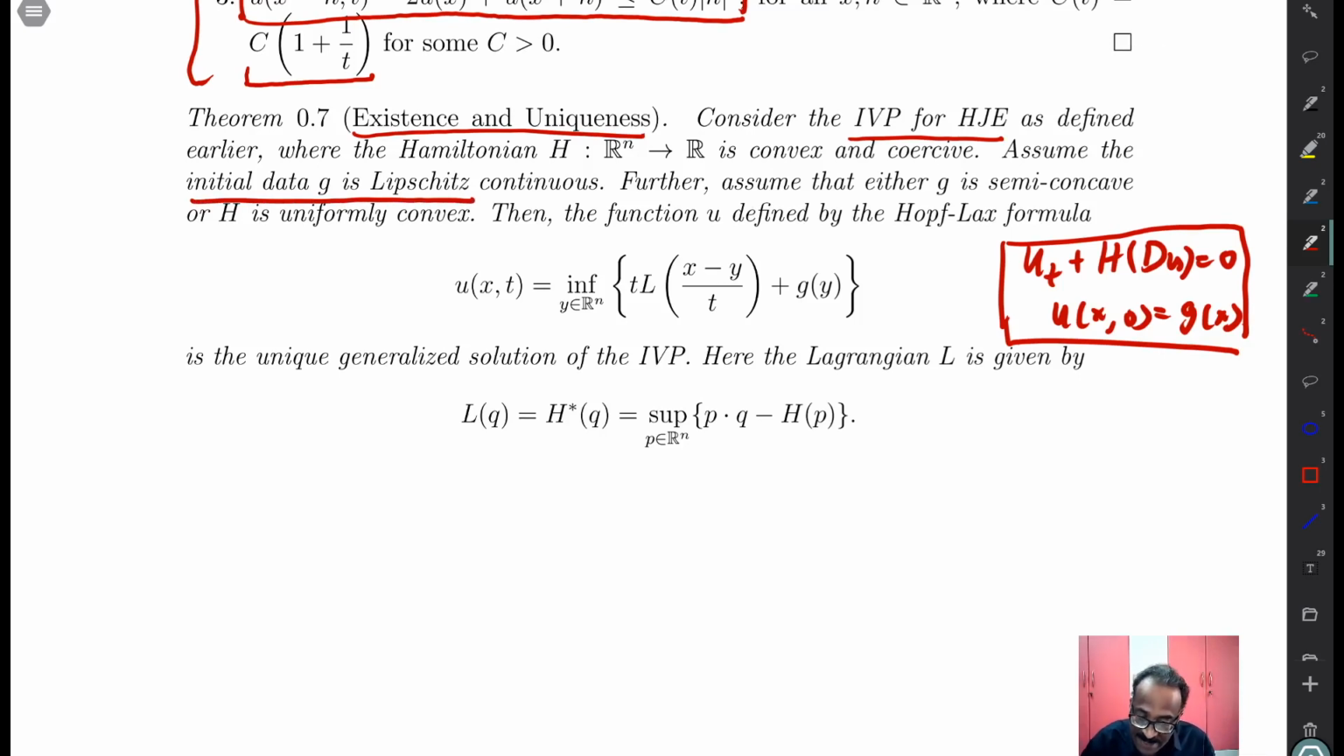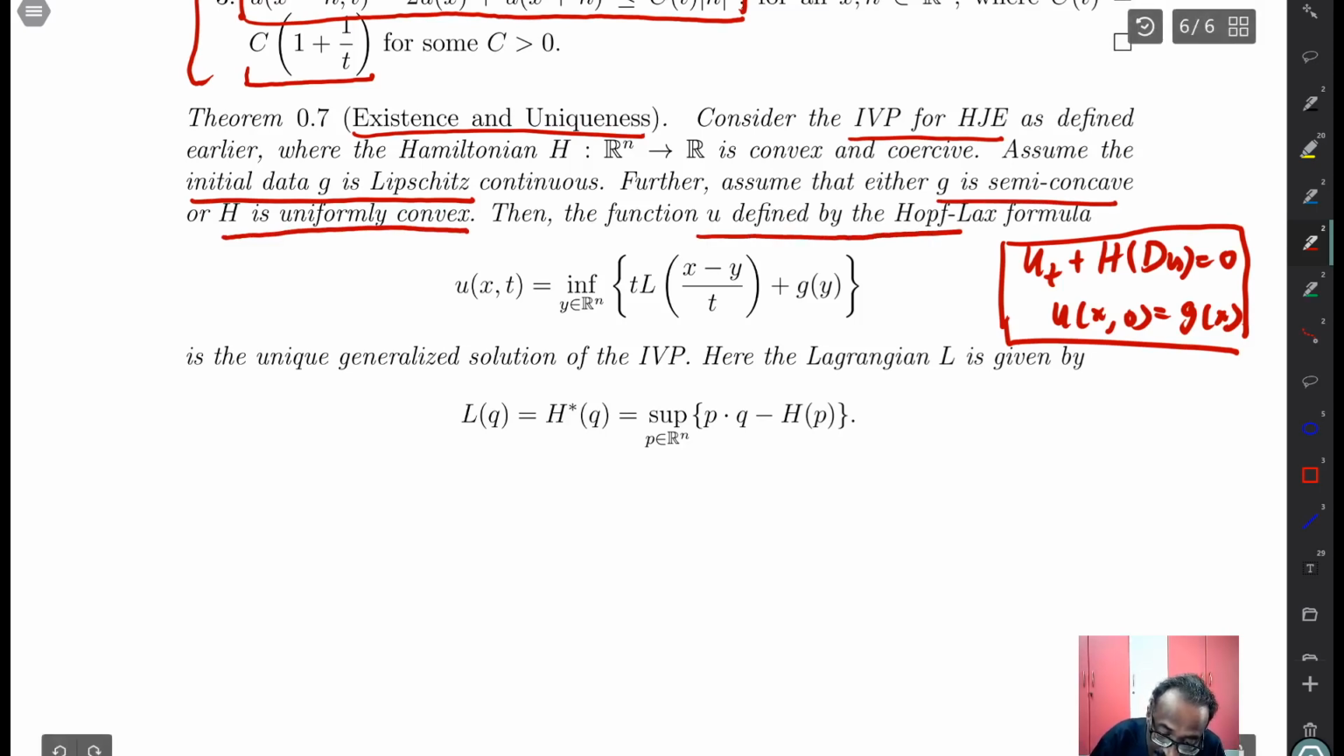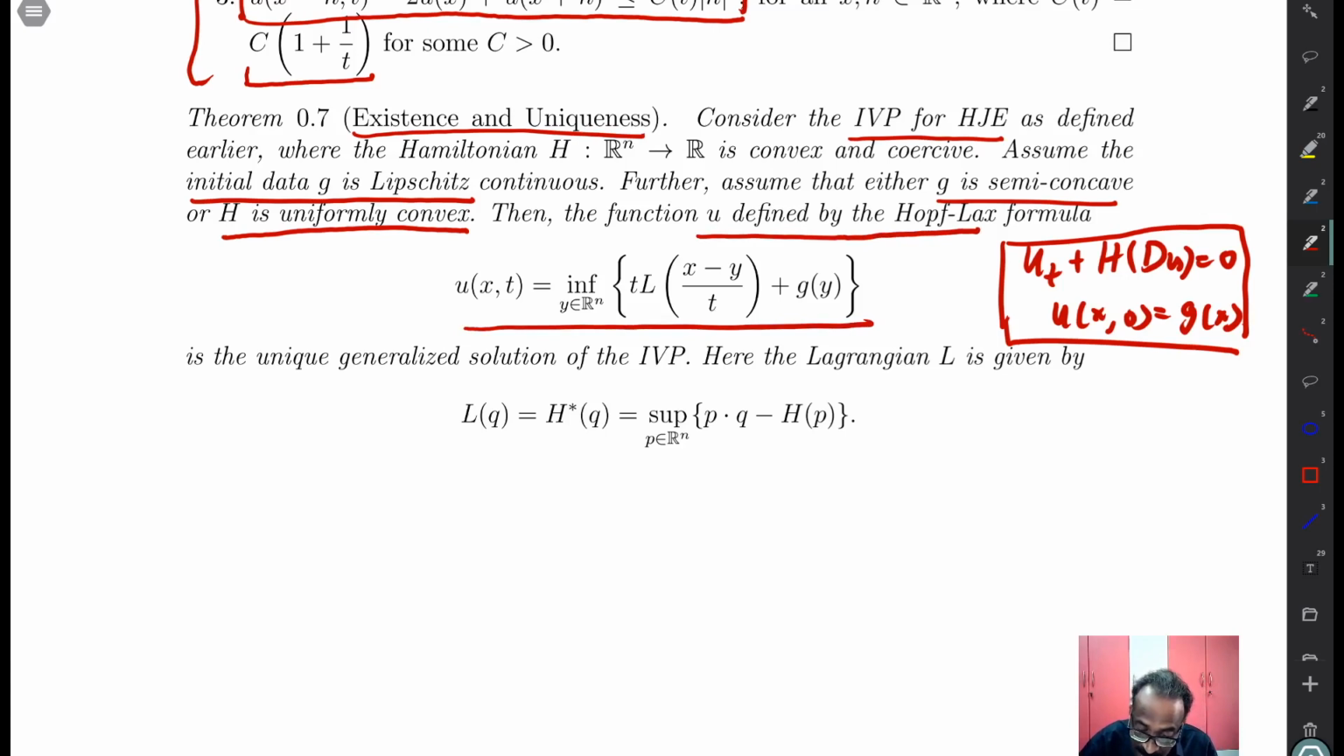Assume the initial data is Lipschitz continuous, and assume that either G is semi-concave, or H is uniformly convex. Then the function U defined by the Hopf-Lax formula. And what is your L? L is not given to you. As I said, H gives L.